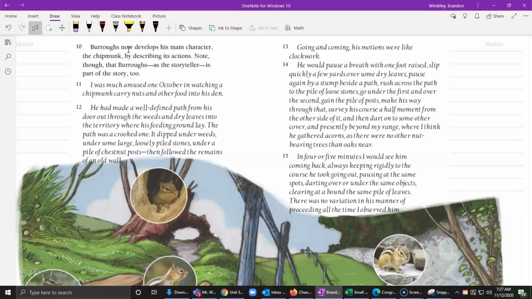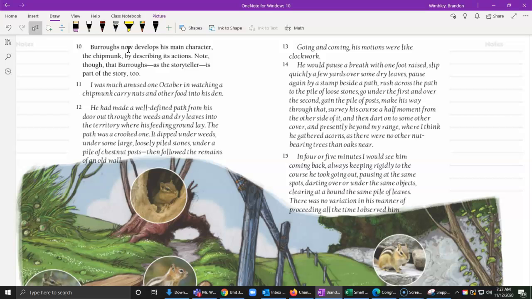I was much amused one October in watching a chipmunk carry nuts and other food into its den. He had made a well-defined path from his door out through the weeds and dry leaves into the territory where his feeding ground lay. The path was a crooked one. It dipped under weeds, under some large, loosely piled stones, under a pile of chestnut posts, then followed the remains of an old wall. So what do we notice here?